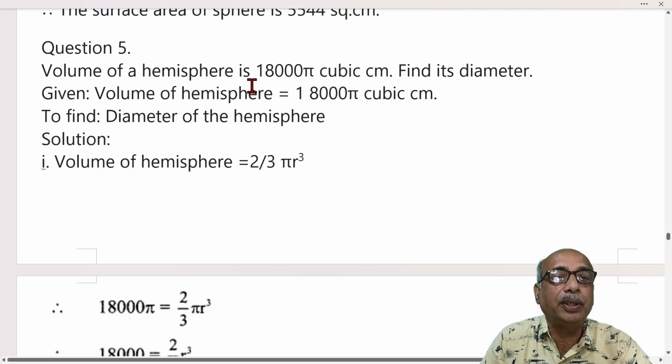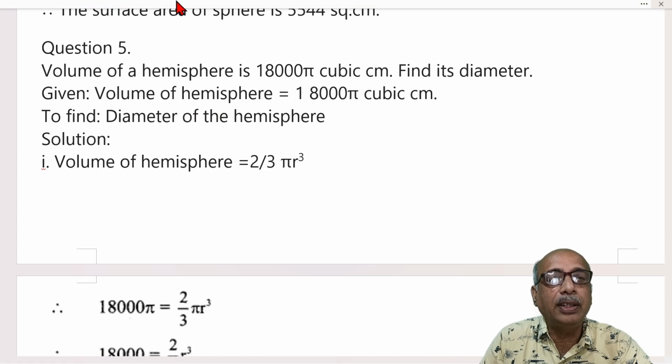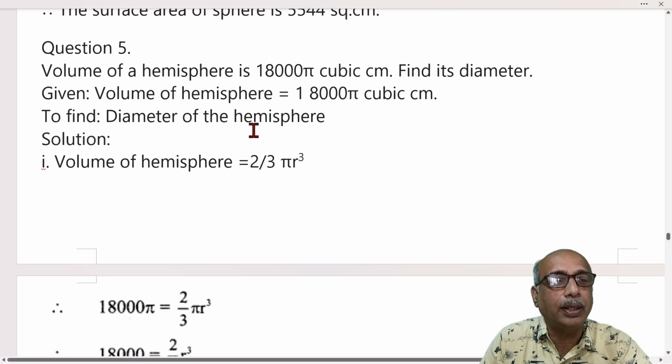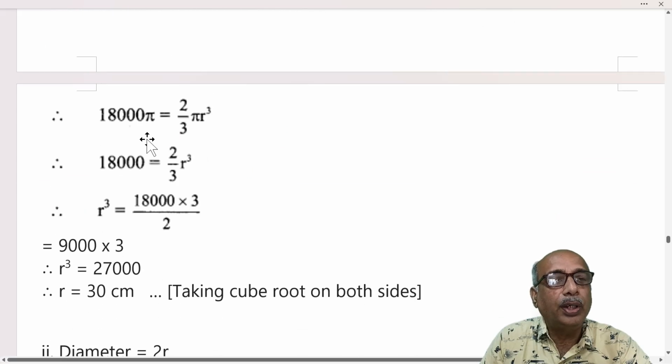Volume of hemisphere is 18,000 pi cubic centimeter. Find its diameter. Volume of hemisphere is 18,000 pi cubic centimeter. So volume of hemisphere you know very well, 2 upon 3 pi r cube. So 18,000 pi equals 2 upon 3 pi r cube. Pi gets cancelled. Very easy. So 18,000 equals 3 r cube.